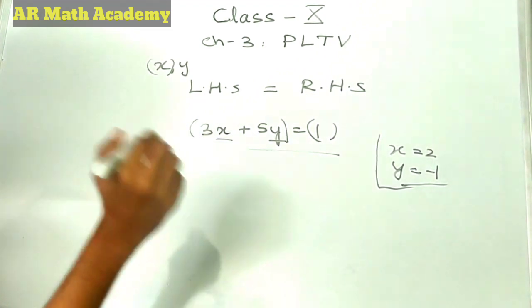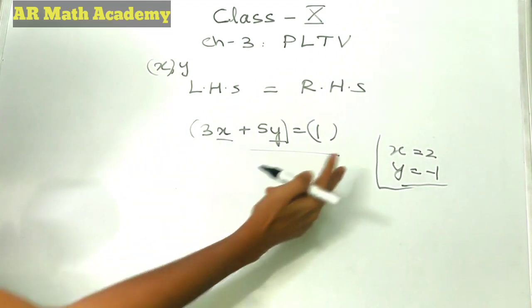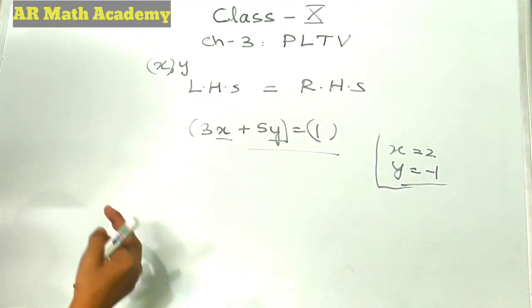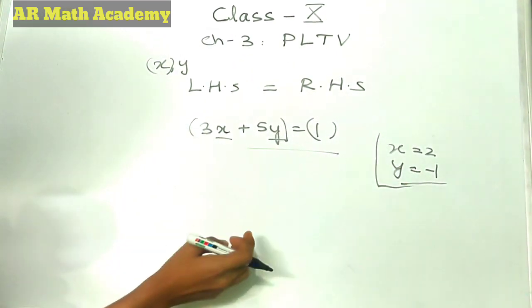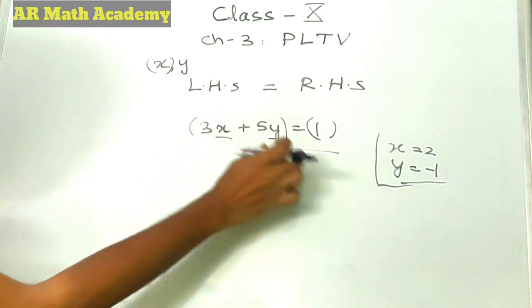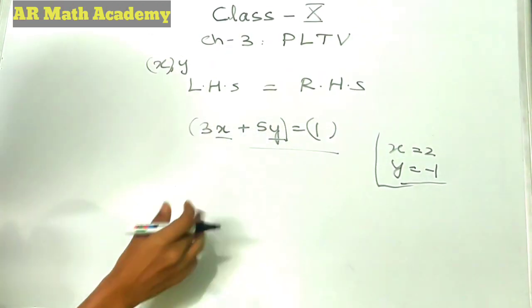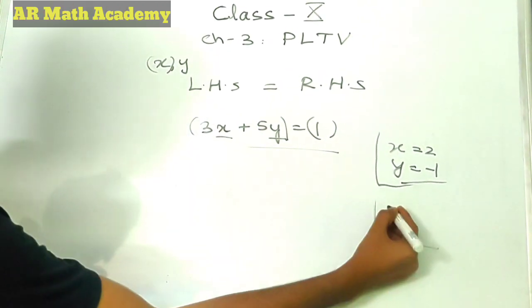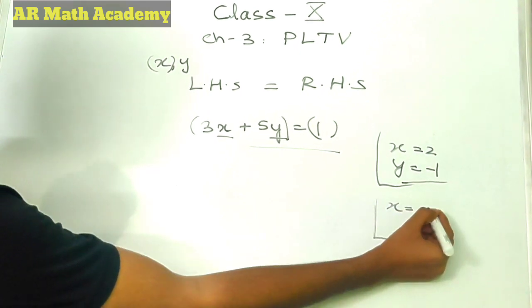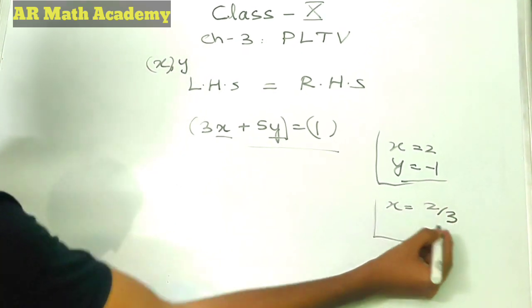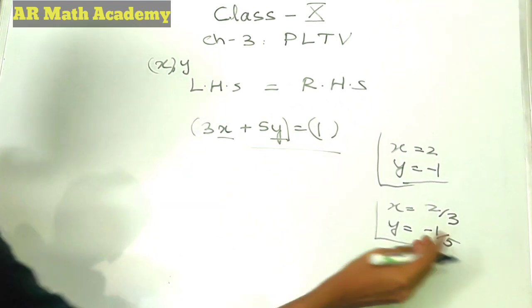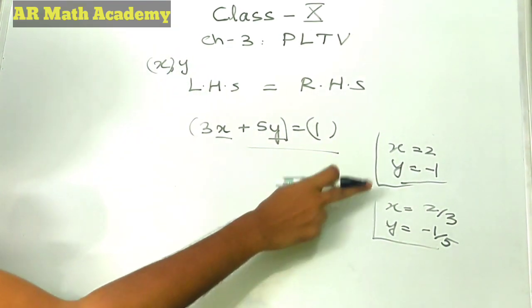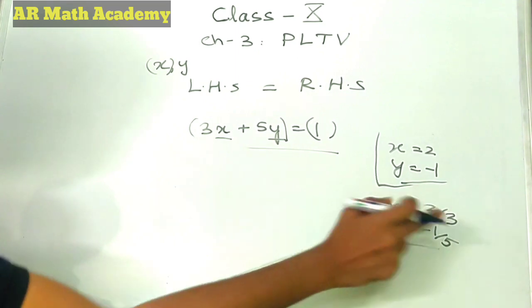Well, let me choose two separate values such that the same condition is satisfied again, so that I can show you that there are many other values apart from 2 and minus 1 which we can substitute in place of x and y to get the same result. Now let me take the value of x as 2 by 3 and the value of y as minus 1 by 5. Well, I am going to substitute the value of x as 2 by 3 and the value of y as minus 1 by 5.